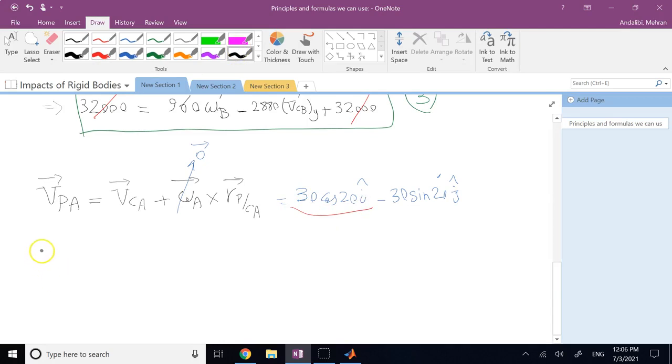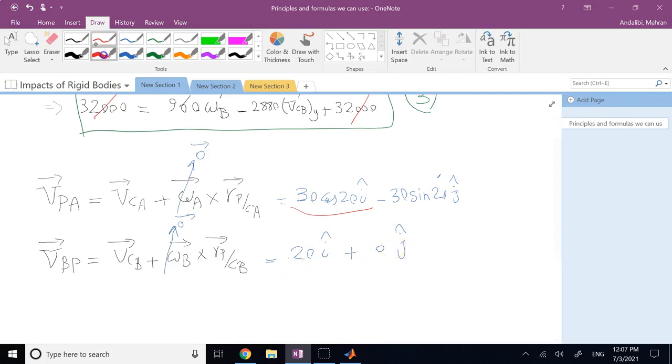That is what goes into that E equation. And the same thing goes for point P on B before impact. Again, object B does not have any rotation, so this whole term is 0, which makes life easy, and that just makes it equal to 20i plus 0j. Again, I don't care about the j, all I care about is this guy. So we underline them so later we can incorporate them into the E equation.